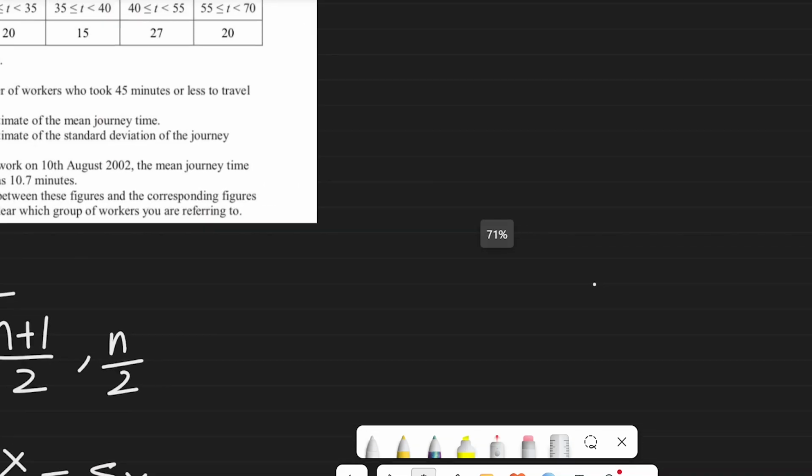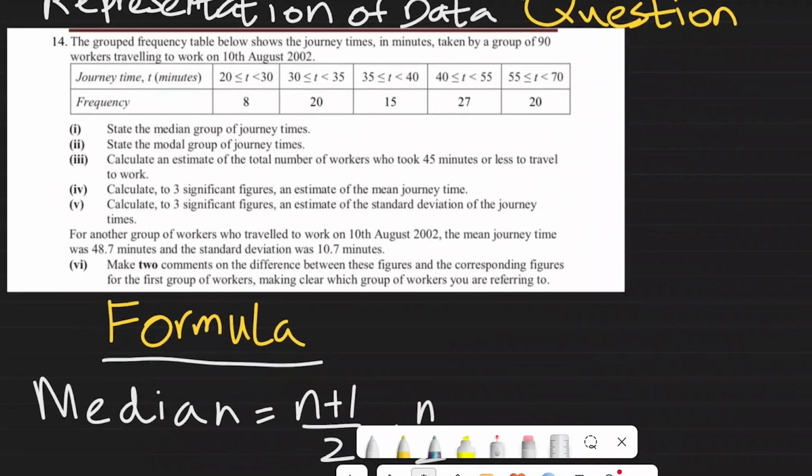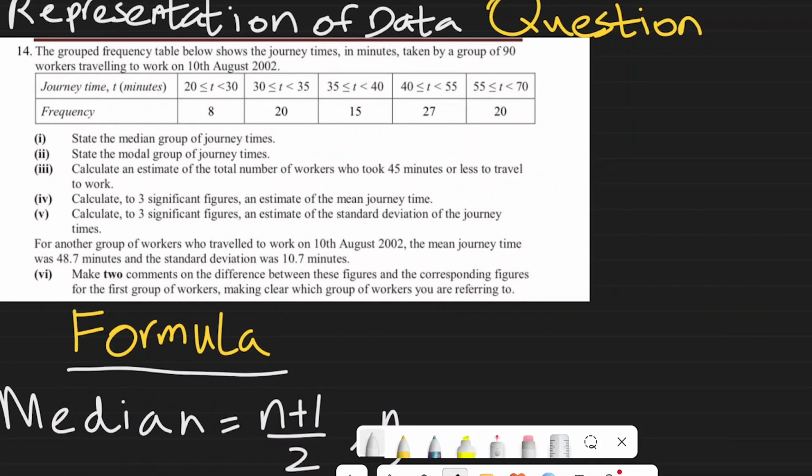So today we will be doing a question of representation of data. So let's read this question. The grouped frequency table below shows the journey times in minutes taken by a group of 90 workers traveling to work on 10th August 2002. Okay, the journey times are given in this table.